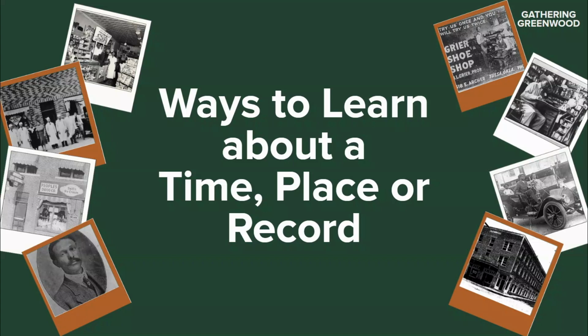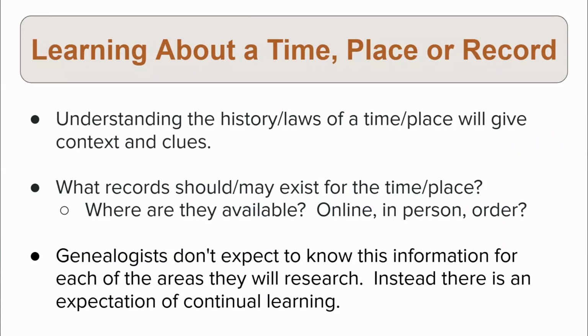This type of information is a fundamental part of good genealogy research and is important because understanding the history and laws of a time and place will give context and clues that can be valuable. Understanding what records should or may exist will guide research and prevent the frustration of looking for a record that wasn't created for the time and place, or looking for a record in a way that isn't available.